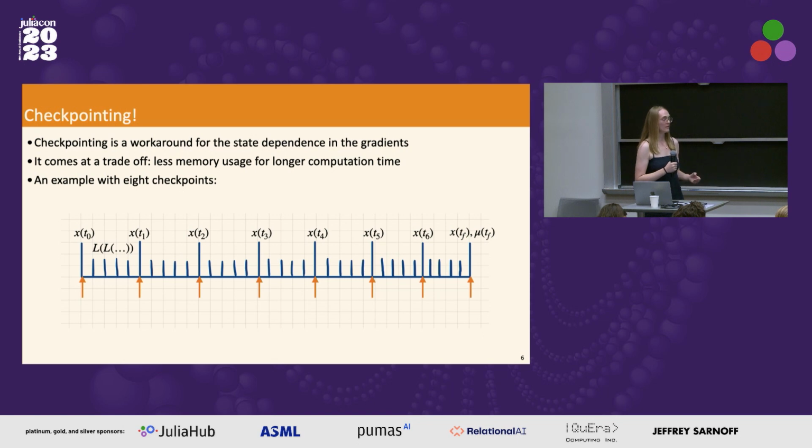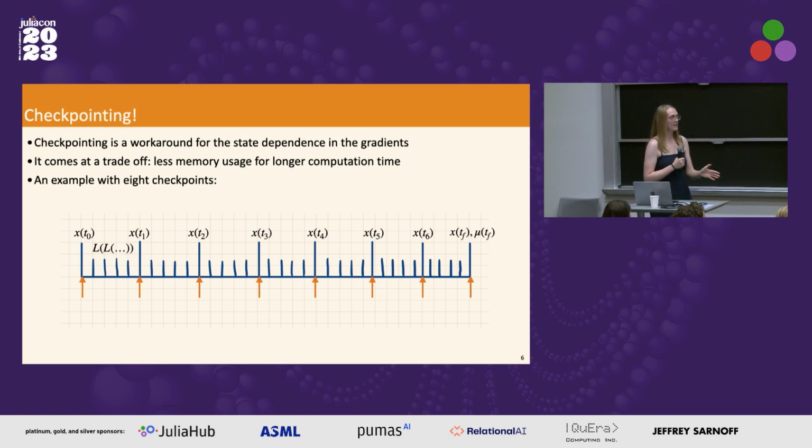It does come at a trade-off. I will be using a lot less memory, so I'll be able to compute these variables, but I'm going to be doing a lot more computations. And so I have here an example with 8 checkpoints. So let's say I have some initial condition to my system. It's x of t naught. And I'm going to integrate my model forward. And as I integrate the model forward, I'm going to save the states x of t1, x of t2, et cetera, up until x of tf. These saved states of memory are now called my checkpoints.